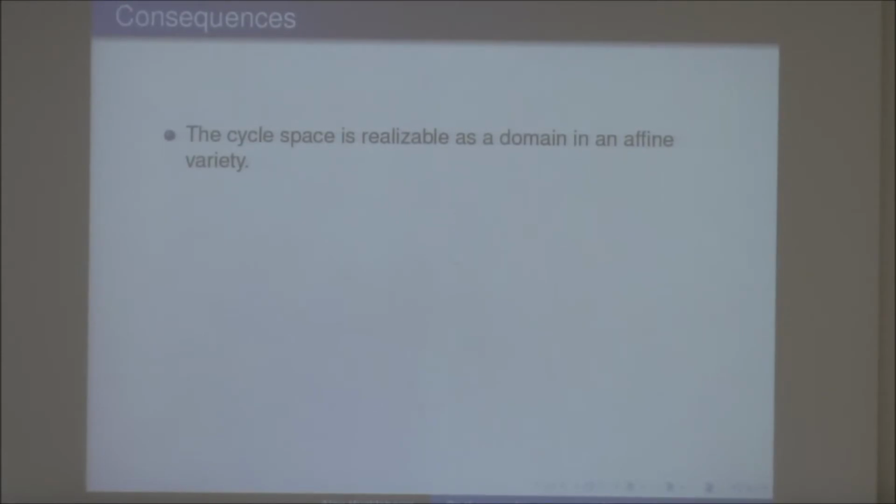So let me mention here, I'm too fast maybe, some consequences. The first consequence is the cycle space is realizable as a domain in an affine variety, because it's the complement of an ample hyperplane. That's already very good. And many of us believe, and I can prove it in virtually every example, well, in all examples but just a few, that it is a Stein domain. Now, let me comment on that since I do have a few minutes.